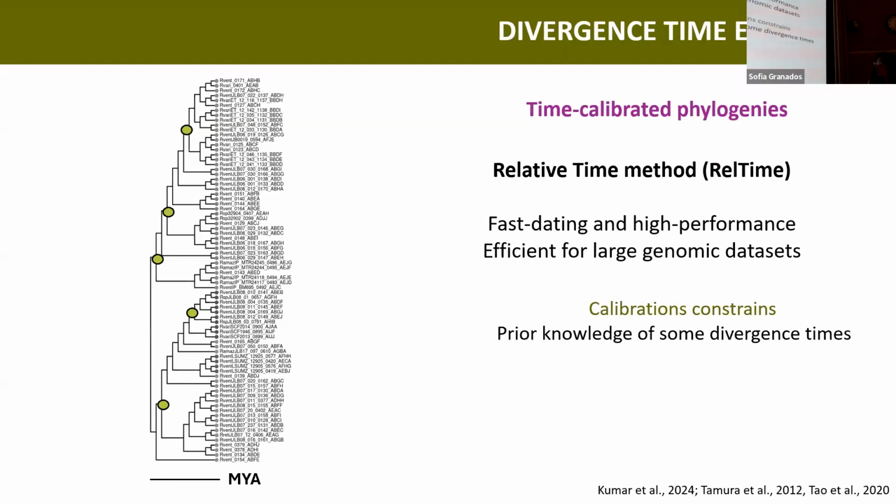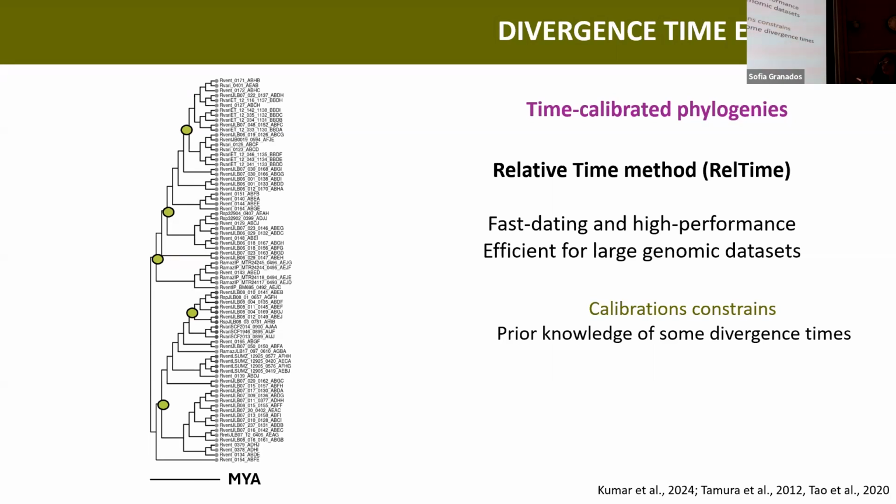So once I have my phylogeny, you can actually put some dates. We have the topologies, we have events here, and then we can estimate some dates, and that will give you more idea of the historical biogeography of these groups. For doing that, I use a method called RelTime, which is a fast but high-performance dating method that allows you to work with large genomic datasets like the ones I was working with. It works using calibration constraints. Basically, you have to have prior knowledge of some divergence times.